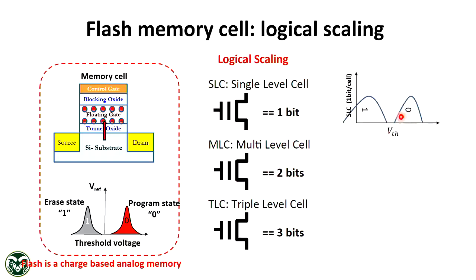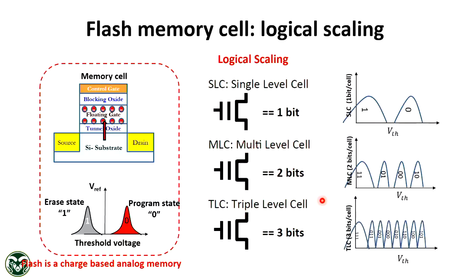For example, here, this is single bit per cell. This is multi-level cell, or 2 bit per cell. It's called multi-level cell. And then you have triple level cell, where you need 8 different threshold voltage levels.